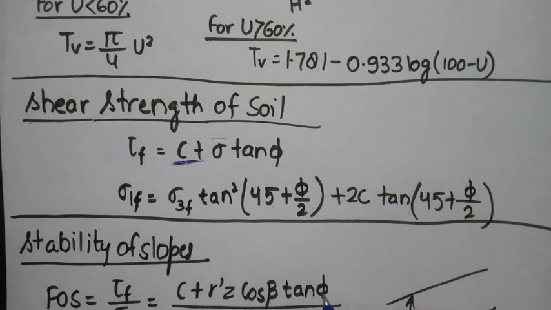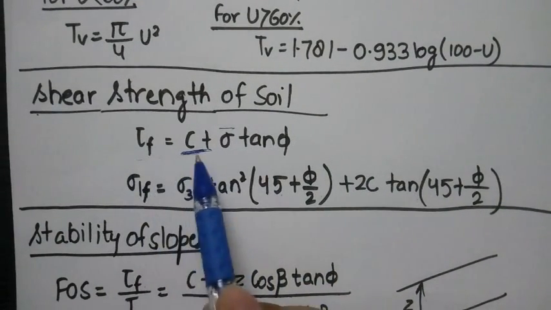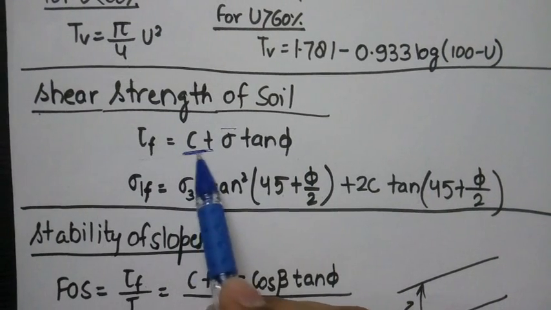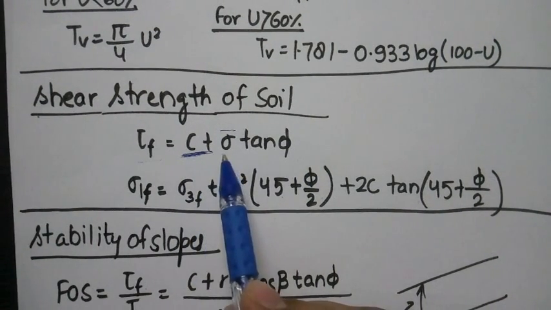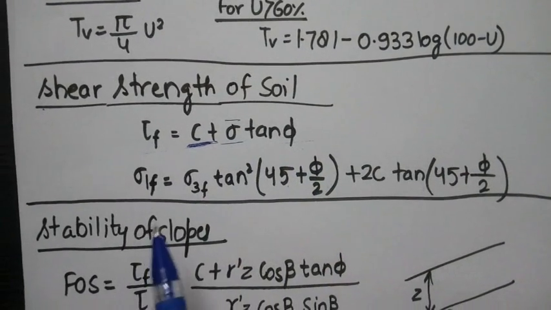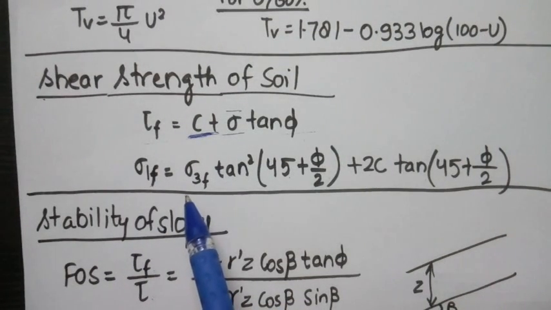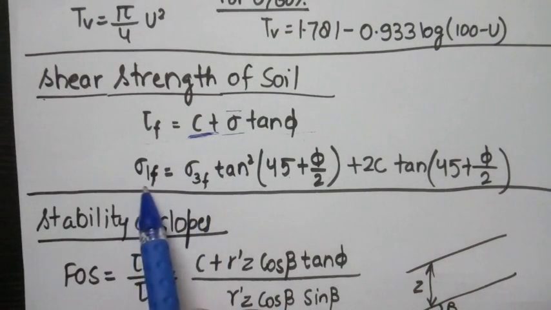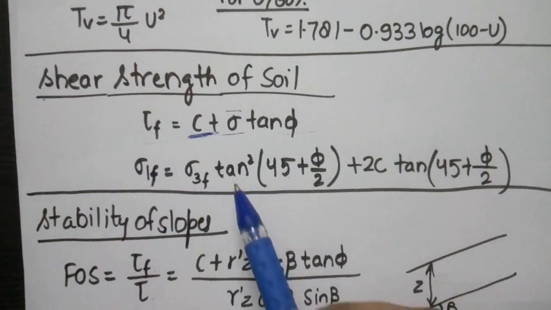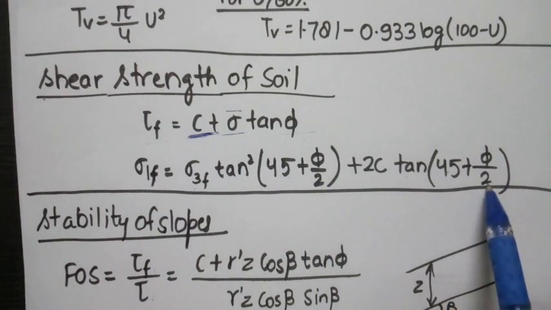Next topic is our shear strength of soil. In this, we have the shear strength formula as c plus sigma bar tan phi, in which c is the cohesive strength of soil, sigma bar is the effective stress, and phi is the angle of internal friction. We have a formula here as sigma 1f. This is the formula which we use in the triaxial test apparatus. Sigma 1f is equal to sigma 3f tan square (45 plus phi by 2) plus 2c tan (45 plus phi by 2).